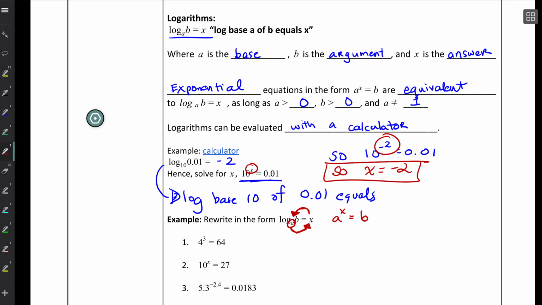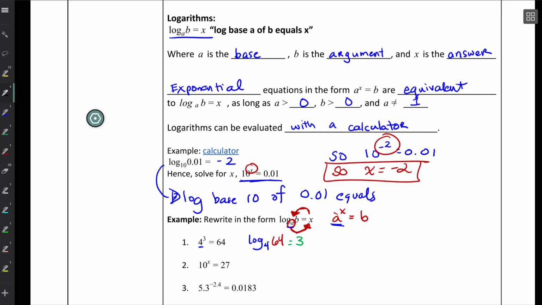Okay, so we are going to do the same thing here, noticing that the base of my exponent is going to be the base of my logarithm. So I have log base what? Well, the base of my exponential is the base of my logarithm, 4, and now my exponent is what goes on the other side of my equal sign. Equals 3, and then what goes into the middle? 64.